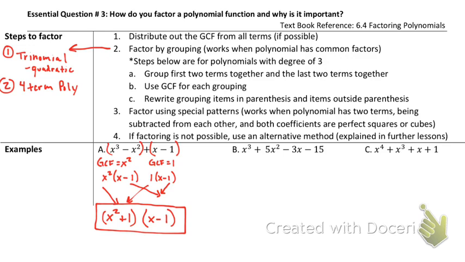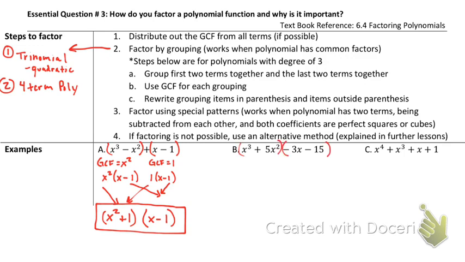Okay, go ahead and try example B and C to see if you can follow this method of factor by grouping, and I will work out the problems. So pause the video now and see if you can get these correct.